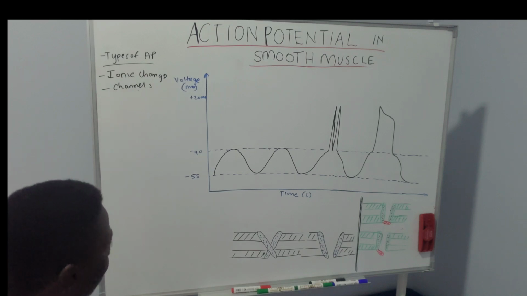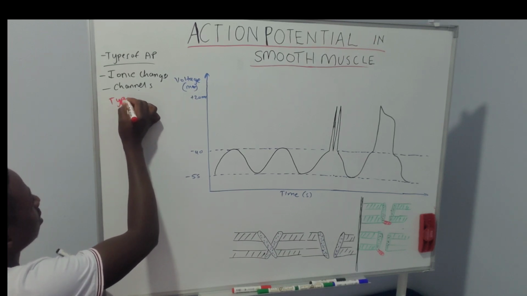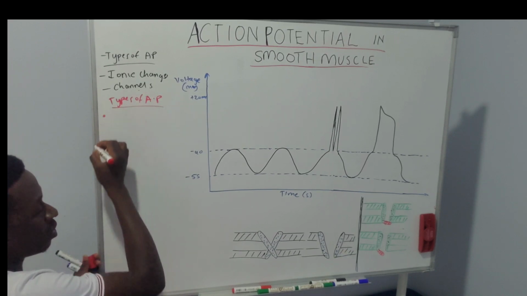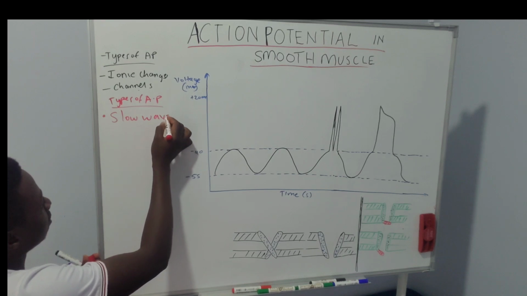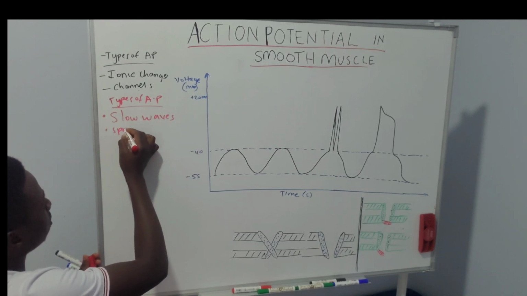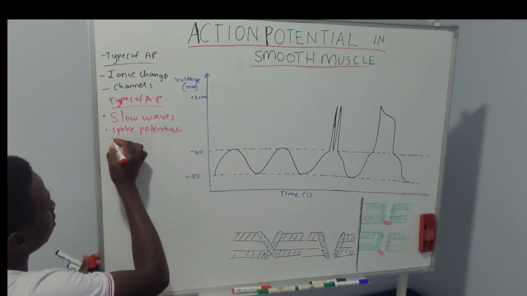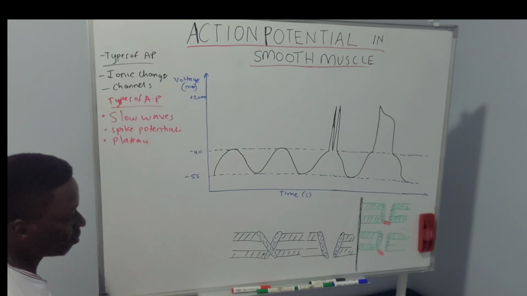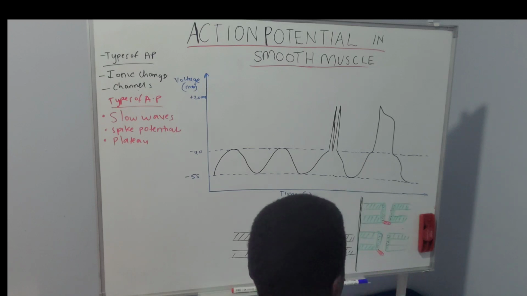Just like other muscles, there is always a muscle at rest. So let's first see the types of action potential in this. We have something called the slow waves. Then we have what we call spike potentials. And also we can have what we call the plateau. Some smooth muscles can actually exhibit action potentials with the plateau.